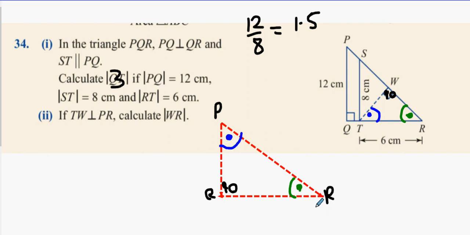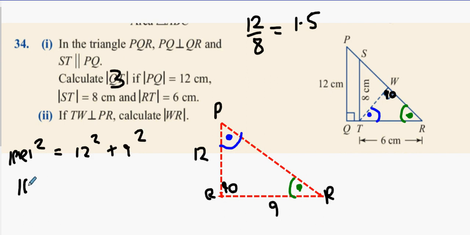So what do we know about PR so far? Oh, I see it. PR is 12 and 9, is it? Do Pythagoras to get PR, is that right? Yep. So PR squared equals 12 squared plus 9 squared. That's 225. Square root it to get 15.